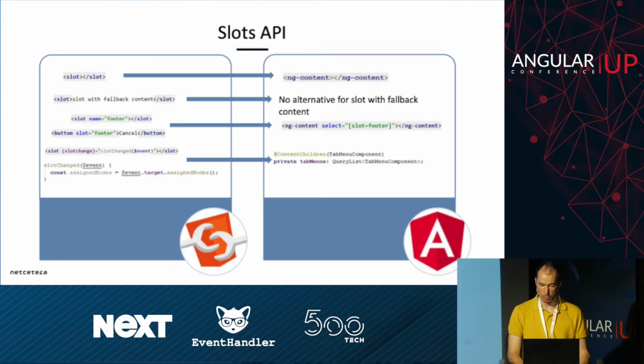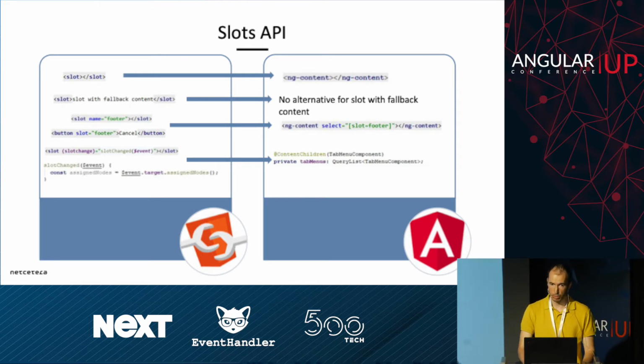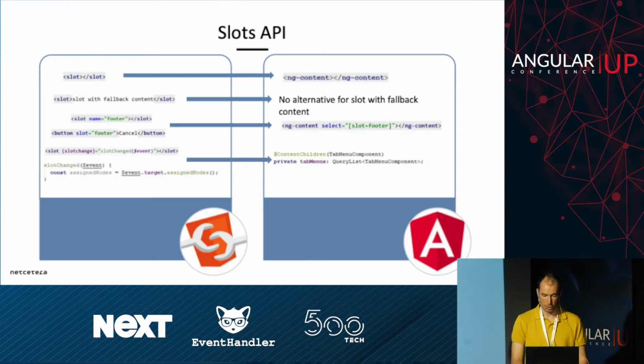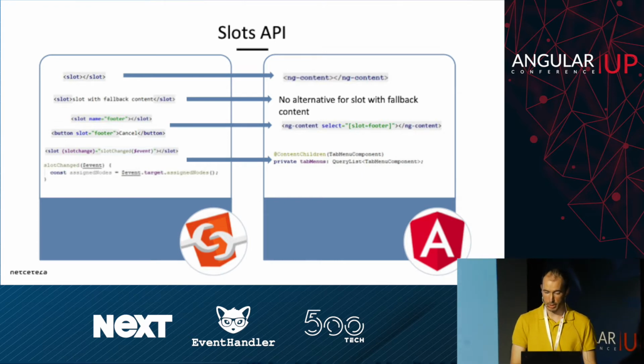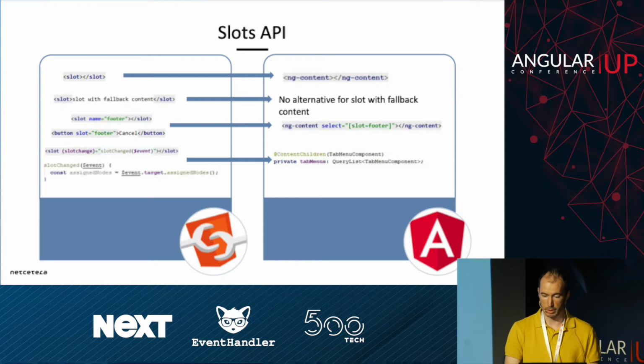There is no alternative for a slot with fallback content. And it's not very well documented, but legend has it that the ng-content tag has a select attribute, which is something like a CSS selector. If you write something like this, this would be the equivalent of named slots. And the last thing is about fetching the content inside ng-content tags. That's what the ContentChildren decorator is for.